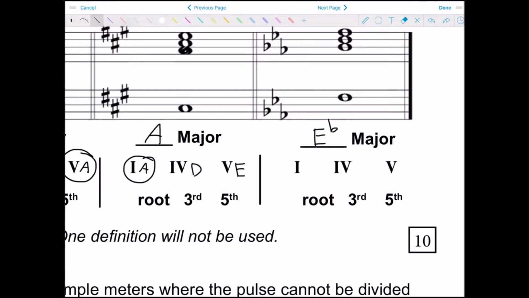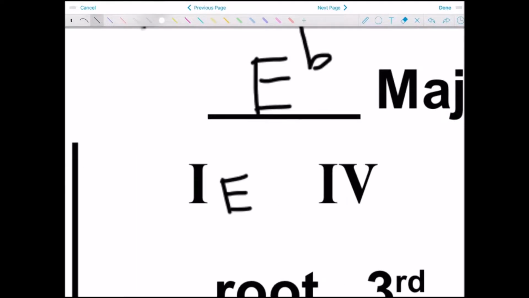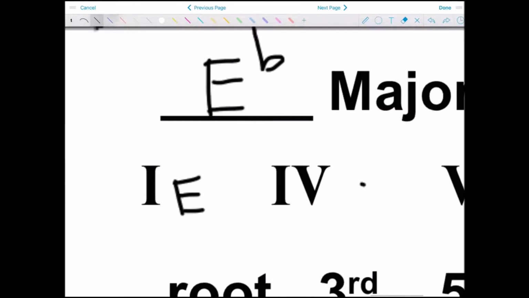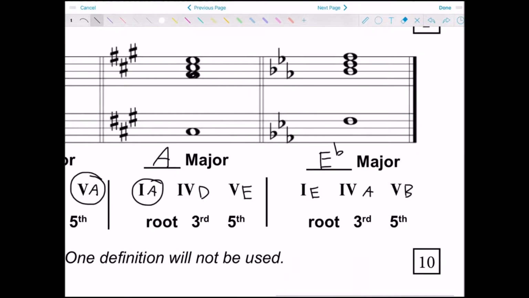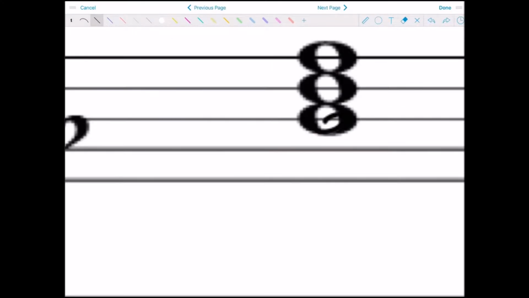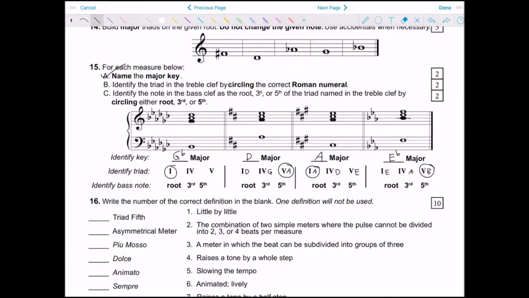Alright, and last one, E flat. So E, there's supposed to be a flat, I'm not going to draw the flat. E is number 1, E, F, G, A is number 4, B is number 5. Okay, so what is the bottom note right here? That is a B. So this is 5. Excellent, so we got that done.